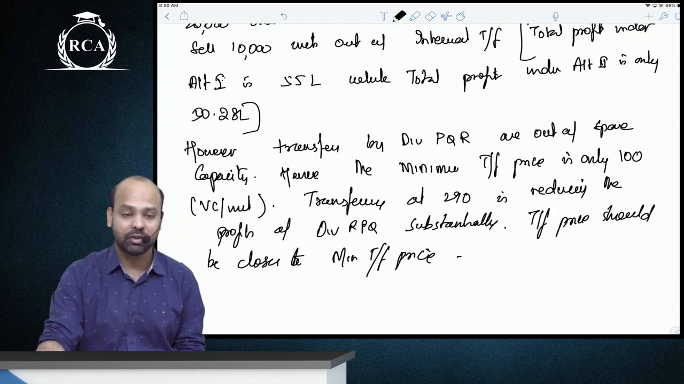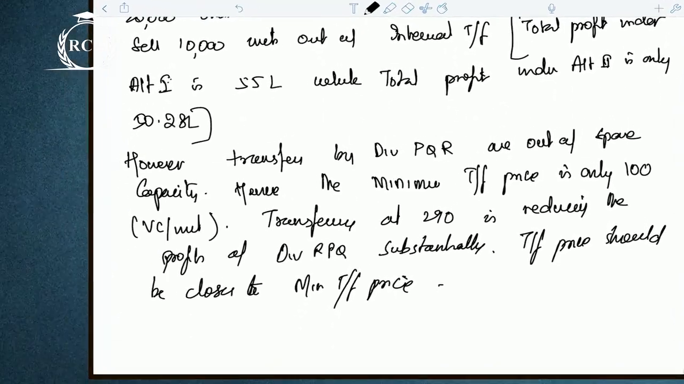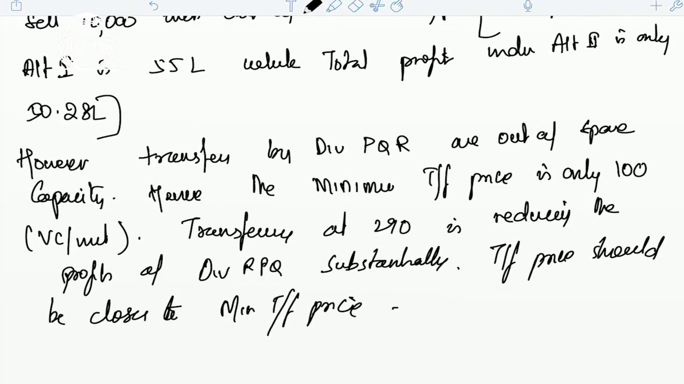We do not know the maximum transfer price, guys, because we do not know at what price the other division would be able to procure it. Is that understood? Yes, yes, sir.